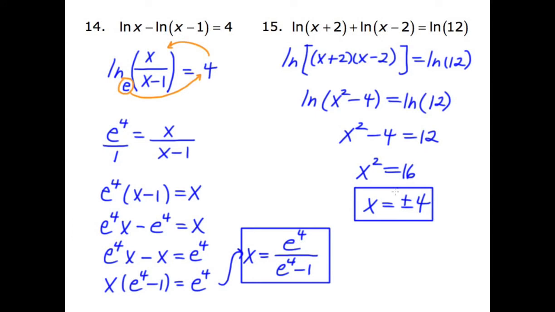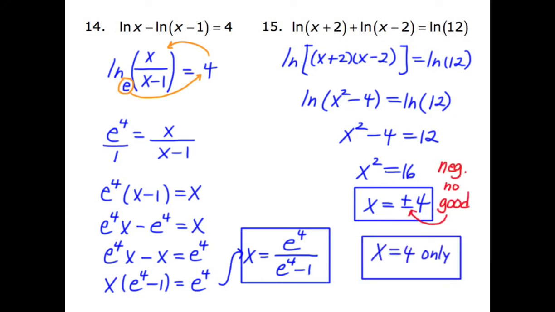If I were to check by plugging in the negative 4, we would have a problem because we would have an argument that is negative. And the minute you have an argument that is negative, we have to reject that answer. So the true answer is x equals 4 only. So on the last two slides, we saw 4 examples implementing different solving techniques involving natural logs.